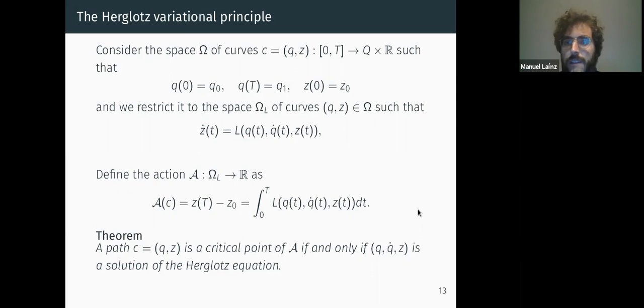Okay, as you see, this generalizes the Euler-Lagrange principle in case L does not depend on z, and this is kind of an implicit principle. You can think about this z variable as the action itself. Anyway, the theorem is that a path is a critical point of this action if and only if (q, q dot, z) is a solution of the Herglotz equation.